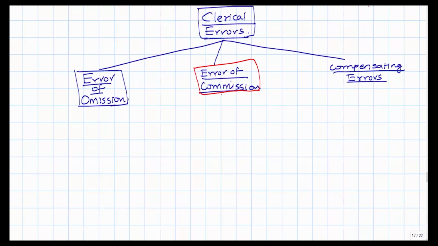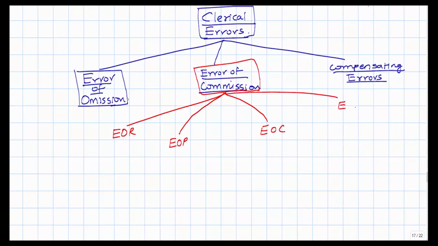That is error of recording. So I'll call it as ER, or error of recording. Then you will have error of posting, you will have error of casting, and error of carrying forward. So I'll call it as ECF. So what is this error of recording, or when does this error arise? The error of recording would arise when a transaction is wrongly recorded in the books of accounts.